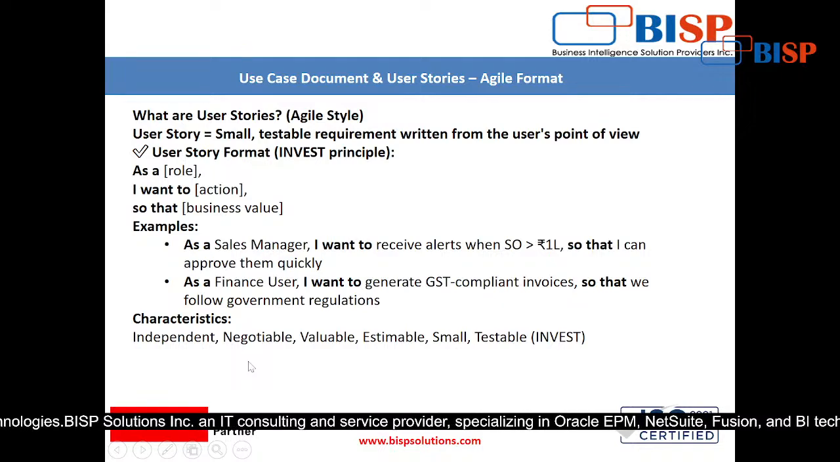Characteristics, INVEST: independent, negotiable, valuable, estimable, small and testable. So a user story is a small testable requirement written from the user's point of view, and the user wants only that. The user is not concerned with whatever is going on in the background.